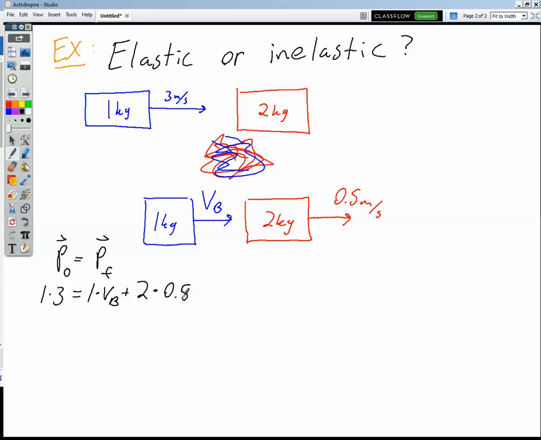Okay, so remember that momentum is mass, which is 1 for the blue cart, times velocity, which is 3 initially for the blue cart. So mass times velocity.